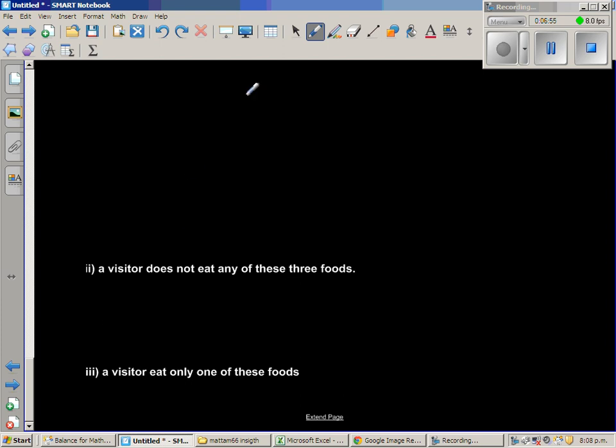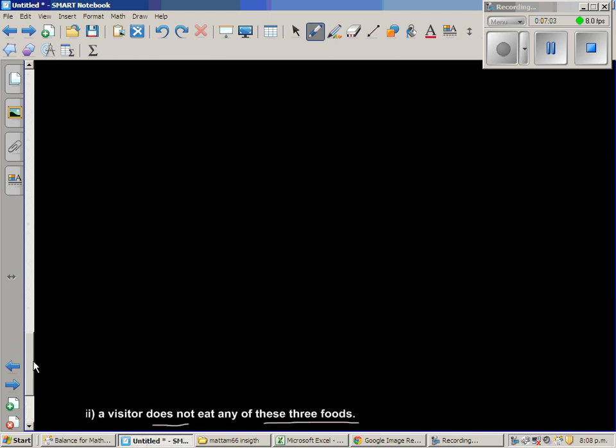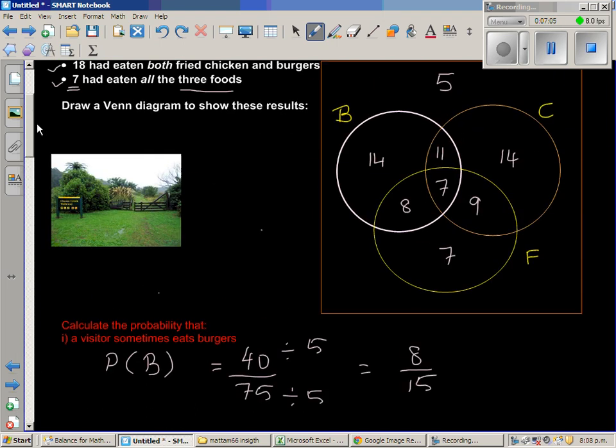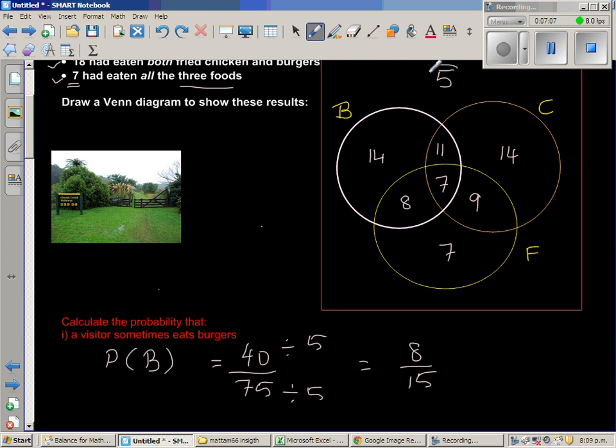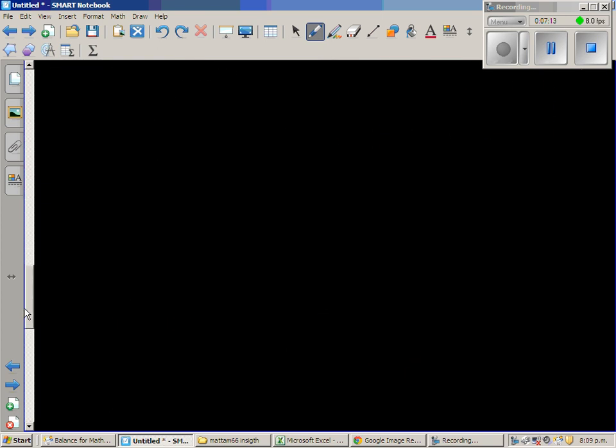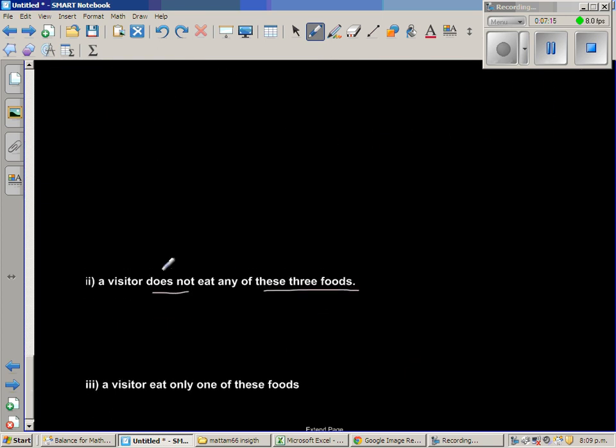Okay, let me drag this up. A visitor does not eat any of these food. So what number to represent that? So this 5 represents the 5 people who did not eat any of these food. Probably they ate something else. So they brought their own food. A visitor who does not eat any of these food is 5 out of 75. So you divide both by 5, which is 1 out of 15.